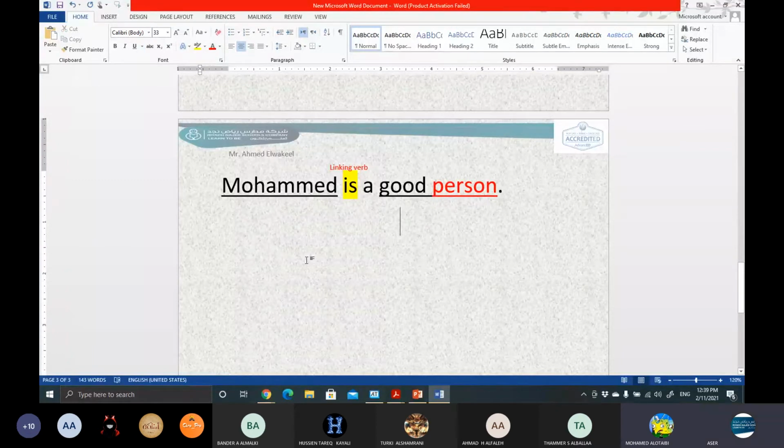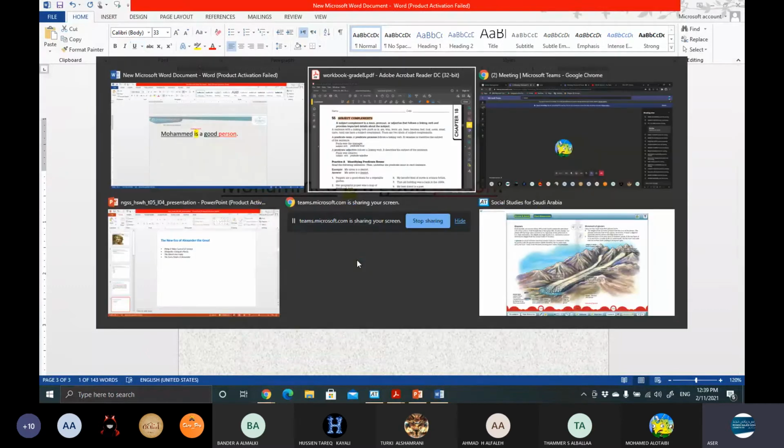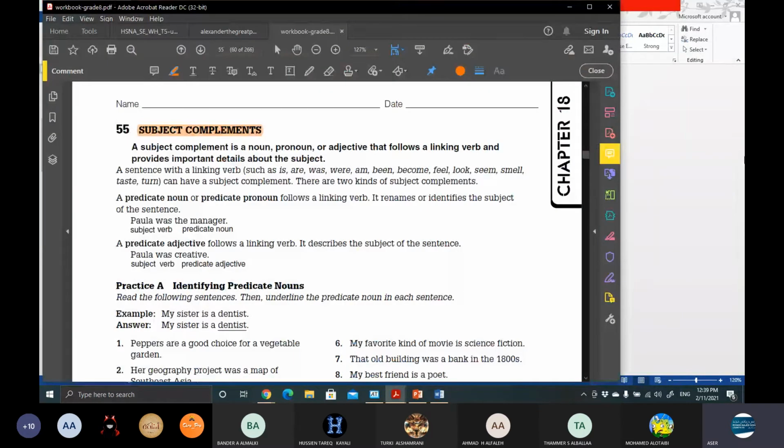So simply, guys, here is as a linking verb connected Muhammad to being a good person. The word person here gives me some extra information for the subject, which is Muhammad. So consequently, because it came after a linking verb, we call it a subject complement. Once you have a linking verb and you have a noun or an adjective after it, then the noun or the adjective after the linking verb is called a subject complement. Okay?